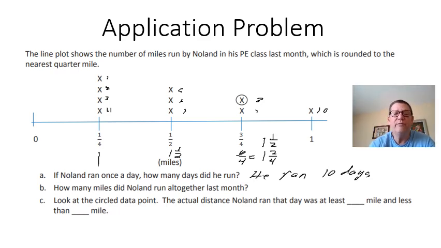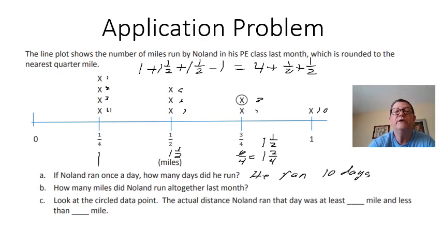So now if I look at my overall problem, I can see that I have 1 plus 1 1/2 plus 1 1/2 plus 1. So I add my wholes, I can see I have 4 plus 1/2 plus 1/2, which equals 5. So he ran a total of 5 miles.